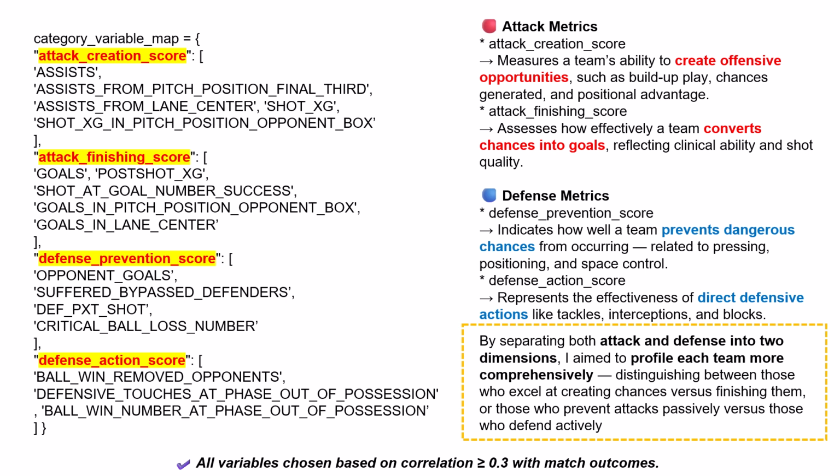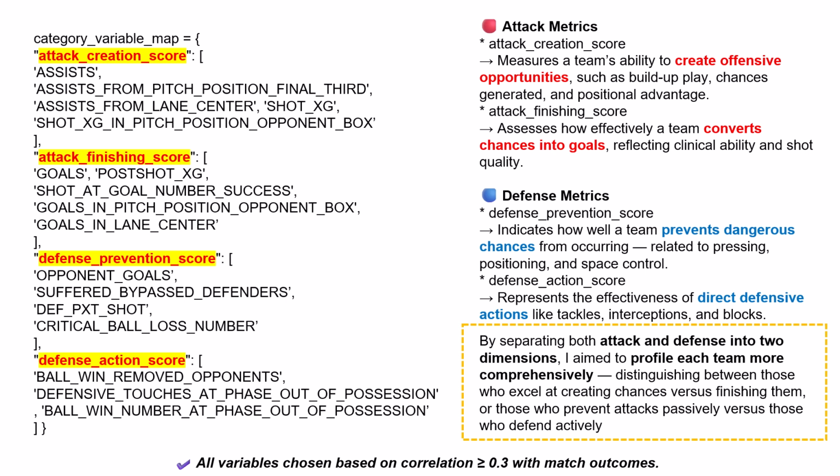Next, I grouped variables into 4 different performance-based categories. Attack creation score includes the shot expected goals, which is the XG value, and metrics like assists from specific pitch zones. And attack finishing score focuses on actual goal conversion using stats like goals scored and post-shot XG, which is a bit different from the XG value.